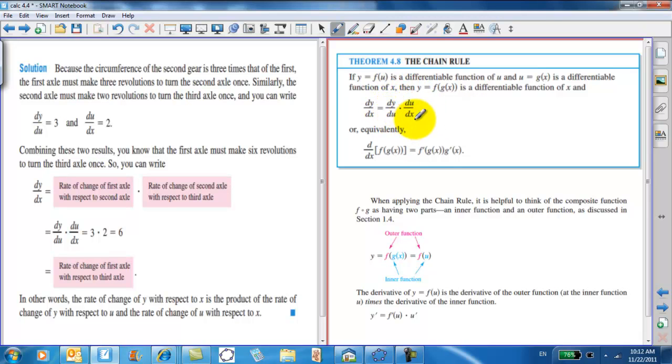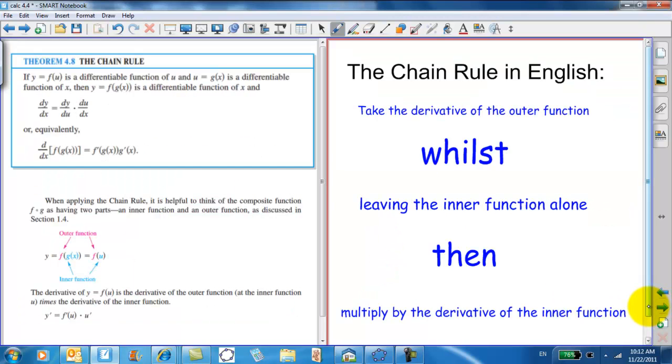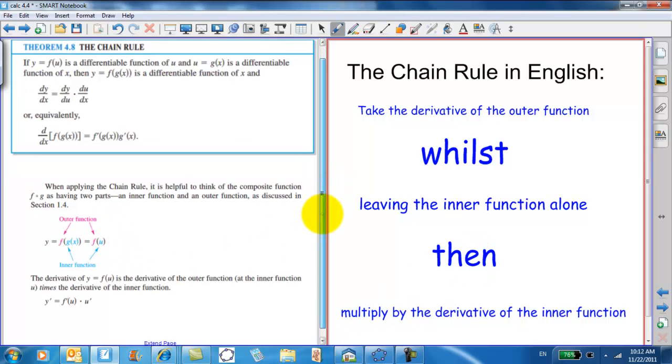Here it is in what we call the Leibniz notation, and here it is in the functional notation, f prime of g of x. Notice how we're leaving the g of x alone. And then take the derivative of the inner function. So a nice diagram here, and I've also expressed it here in just plain old English. Take the derivative of the outer function whilst leaving the inner function alone. See this over here? Leaving that alone. And then in another step, multiply by the derivative of the inner function. So that's what we're doing here. That's the idea behind the chain rule.